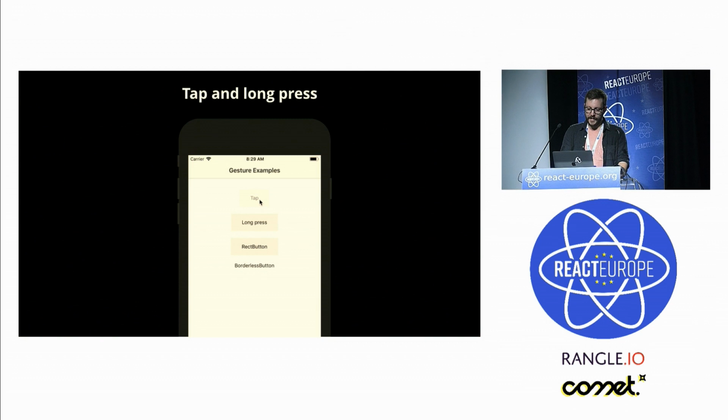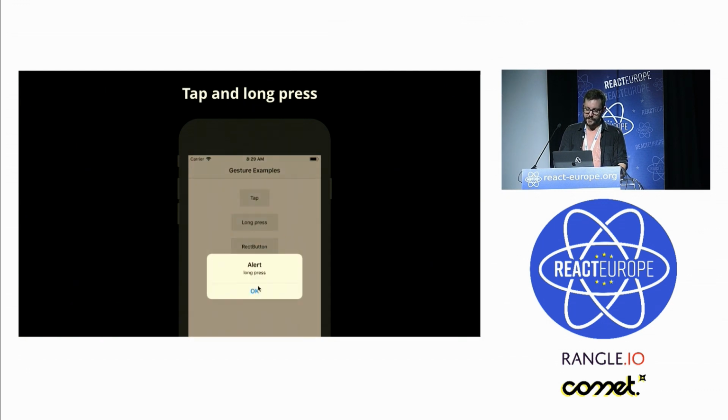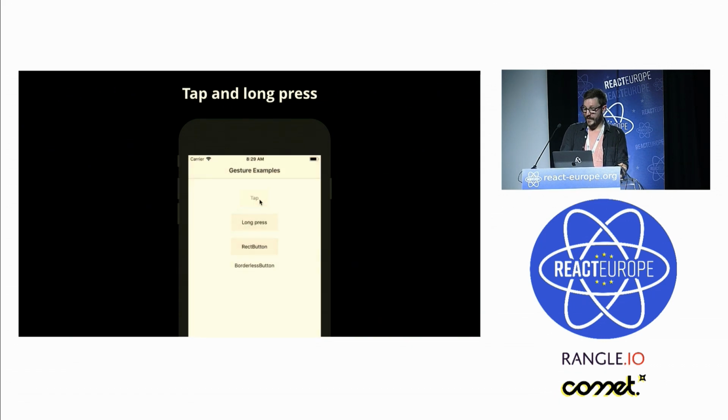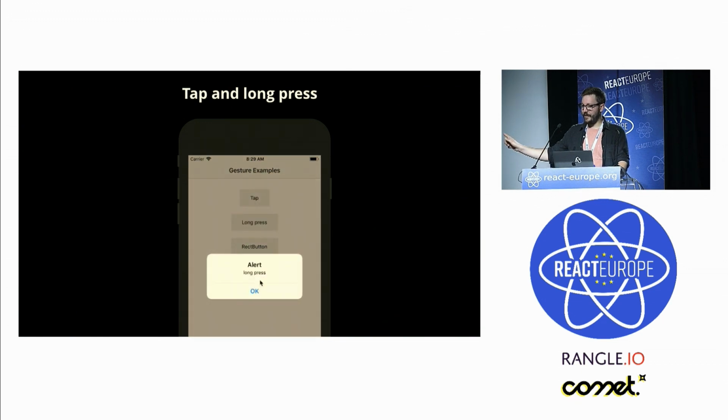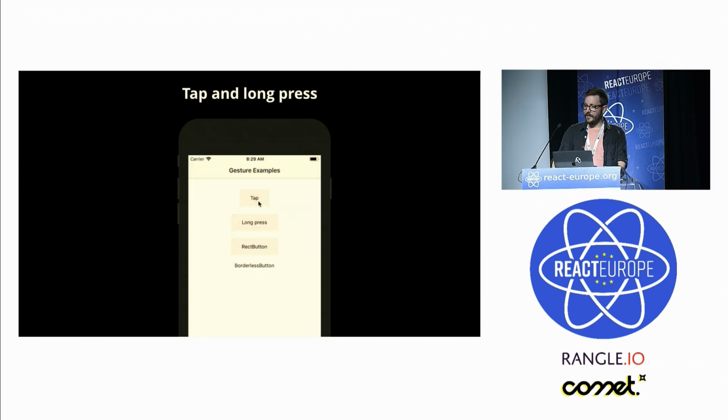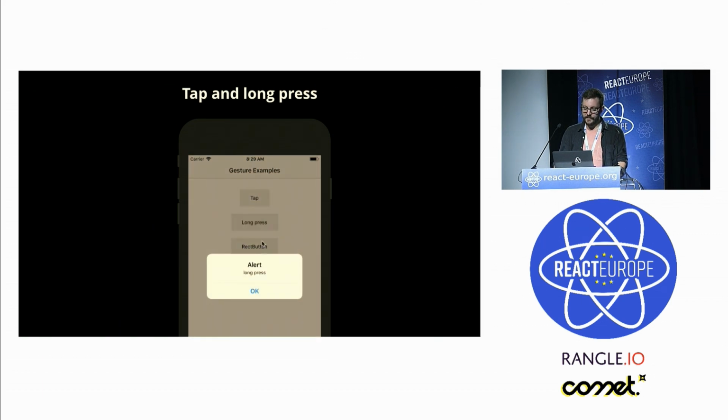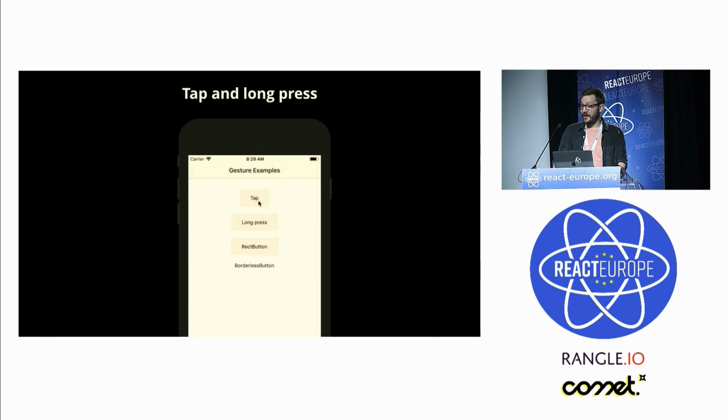So the first things to look at are tap and long press. I think these are kind of the easiest, most basic things. In this video here, I tap on a button that says tap. And as you can see, as I move my finger outside of the button, it cancels. You can customize that behavior with the tap gesture handler. And long press, once you long press it for some period of time that you specify, it activates.